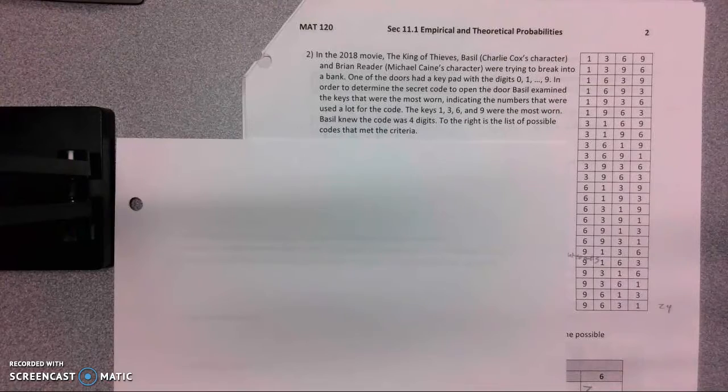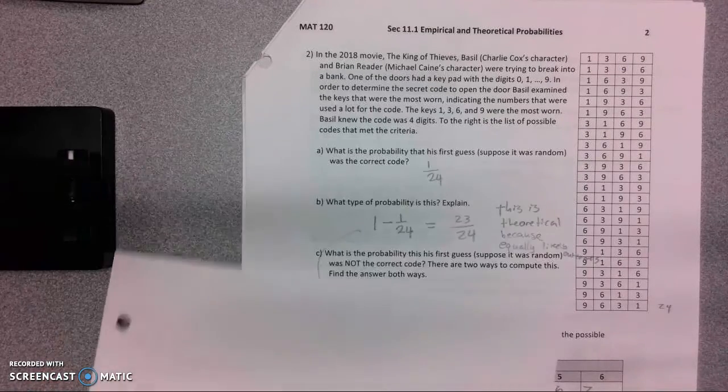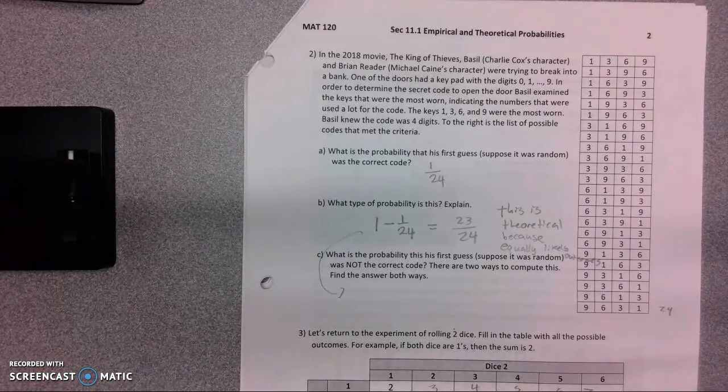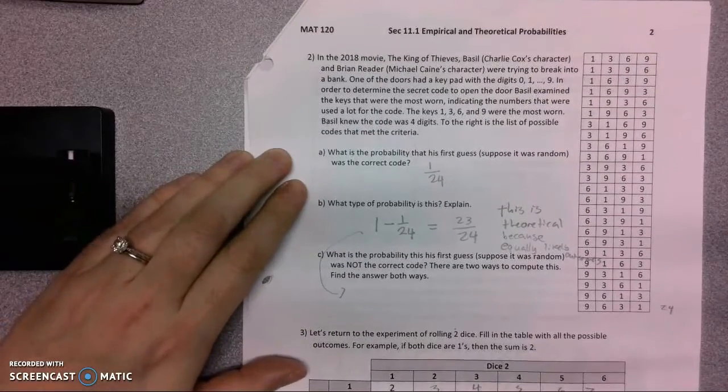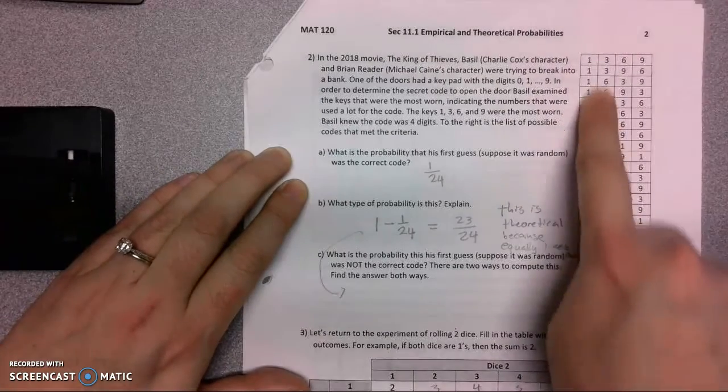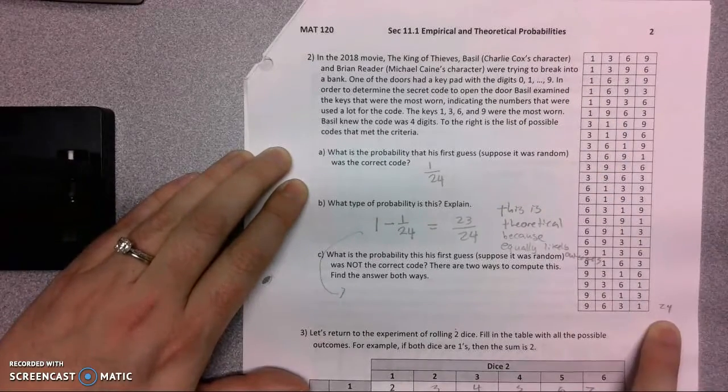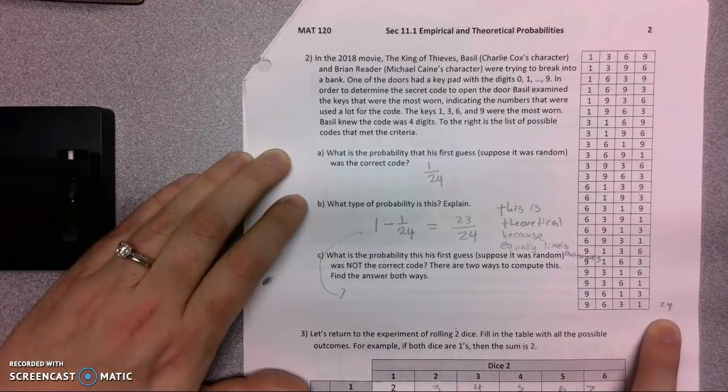Okay, so read over the scenario. Okay. So then if we were going to think about what the probability is that his first guess was correct, we have to see how many different occurrences there are. Well, we counted them up and there are 24. So 1 out of 24.